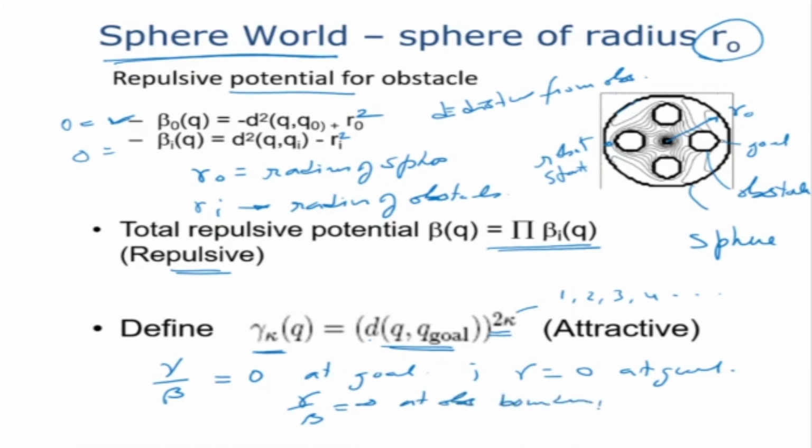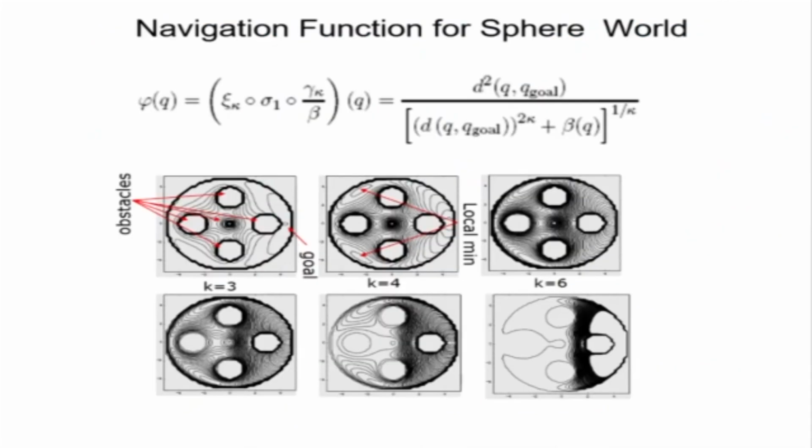So if I can define a function like this, a cost function, maybe, which is equal to d squared by d to the power 2k plus beta raised to the power 1 by k. Okay, so I'm defining my navigation function for the sphere field this way. And then seeing for different values of k, how does it behave? Means how are the contour lines moving? Where is the minima? Are the minima constant, or are they moving towards the obstacle?